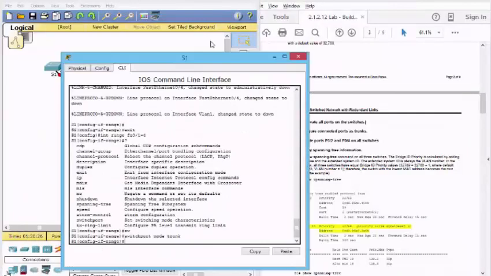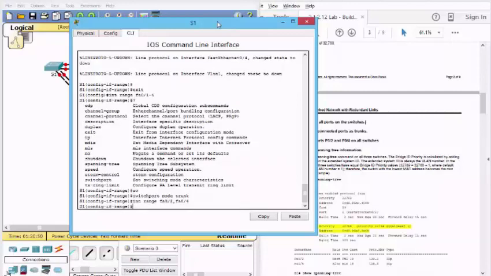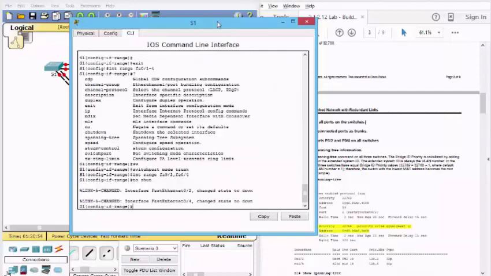So interface range Fast Ethernet 0/2, and then Fast Ethernet 0/4, and we put no shut. So these two interfaces are up.